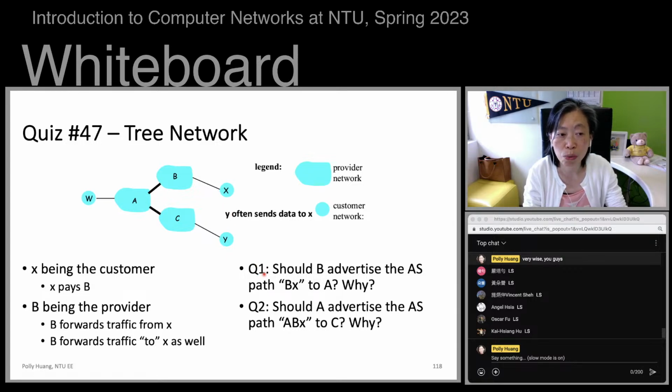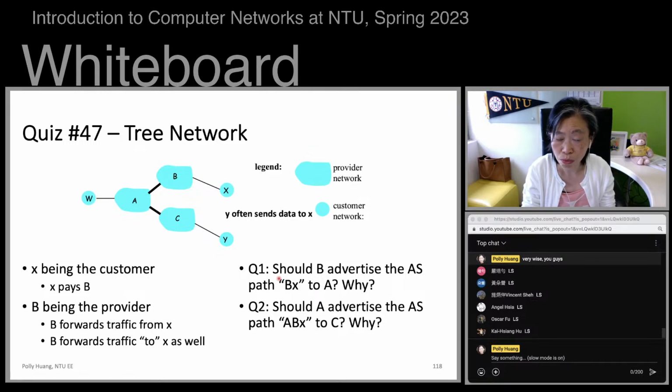Q1. Should B advertise the AS path BX to A? The goal is that Y needs to send traffic to X. So X will start advertising its existence, right? X will say, hey, I'm X, I exist. And B will receive X and prepend itself, so there's a BX path being formed here. Should B advertise BX to A?